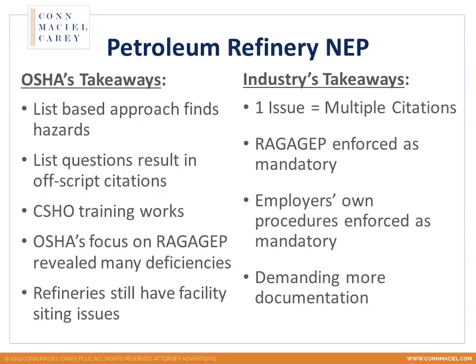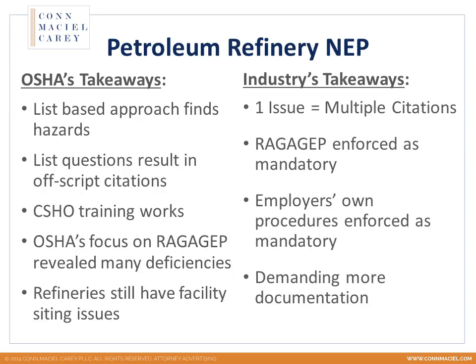The other big takeaway was that OSHA's focus on RAGAGEP, recognized and generally accepted good engineering practices, revealed many deficiencies. Really, this is OSHA's way of going beyond their written regulation and saying there are all these industry codes out there, all these consensus standards, and OSHA's expectation is that refineries and chemical manufacturers are going to be operating essentially in compliance with all of these non-mandatory consensus standards and codes. And with that mindset, they set about to find non-compliances with these non-mandatory codes, and they found quite a few of them.